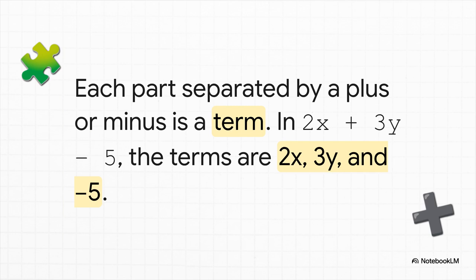Now, inside that sentence, each little chunk that's separated by a plus or a minus sign has a name. It's called a term. So if you look at our example, 2x + 3y - 5, the terms are 2x, 3y, and, importantly, -5. Each one is its own little self-contained package of information.